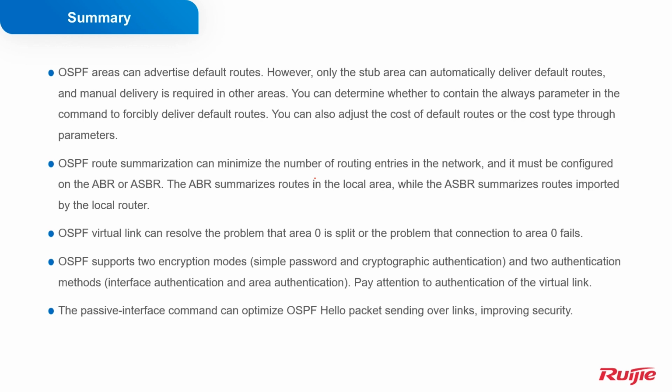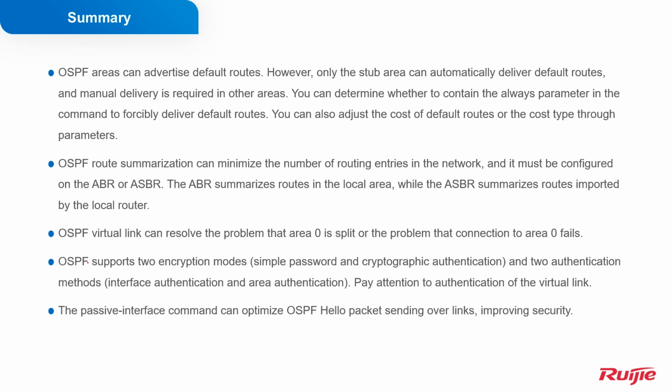The next is the virtual link. A virtual link is a solution to the problem that the connection to area 0 fails. Maybe a non-backbone area is not connected with area 0 directly, so now we need to configure a virtual link between the routers. And next is authentication.